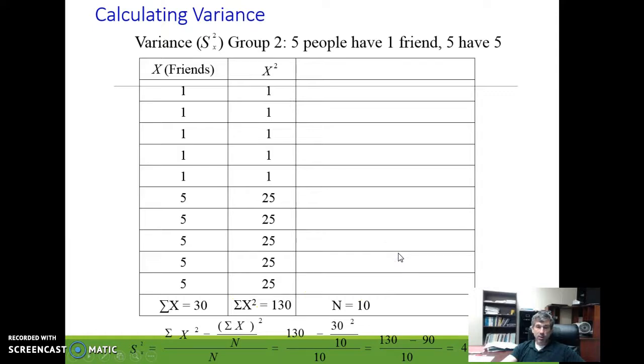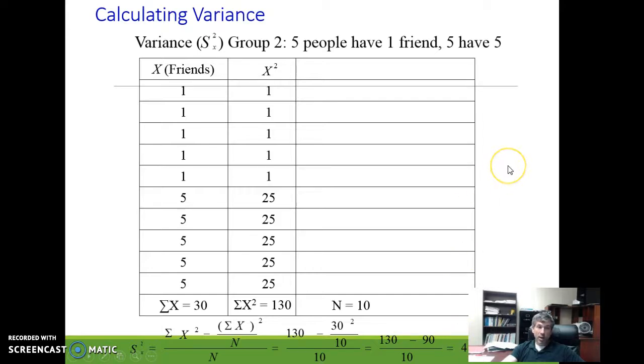We plug these numbers in, and what we see is, again, sigma x squared, the scores all squared and then added up, is 130. Sigma x, 30, squares to 900, divided by 10 is 90. 130 minus 90, our sum of squares, our numerator, is 40. We divide that by 10, our variance is 4.